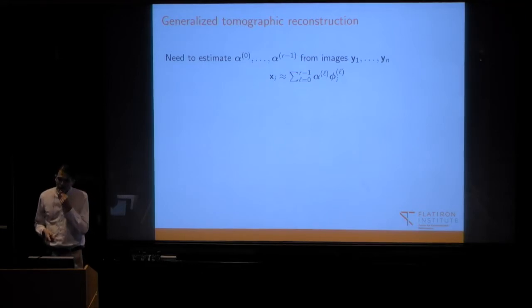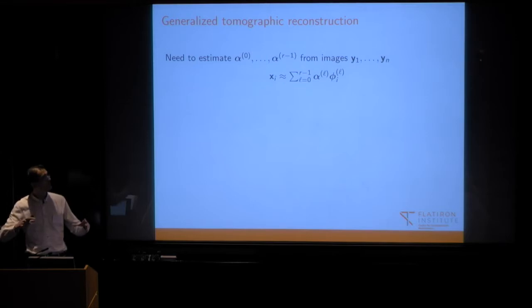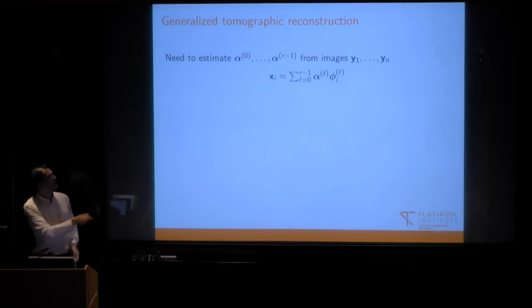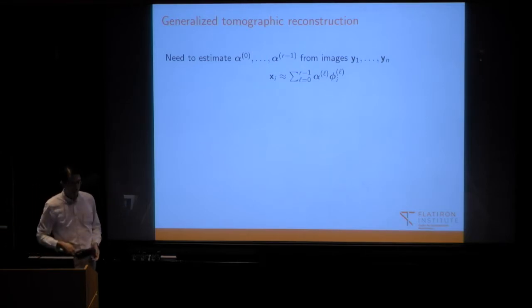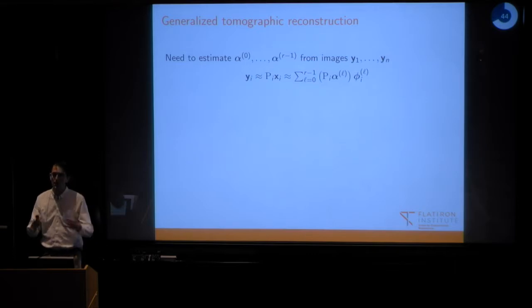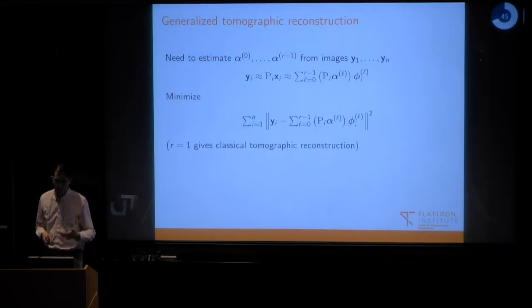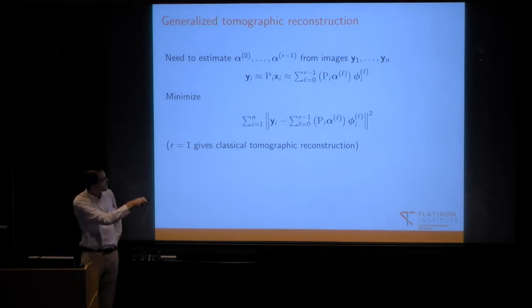So we can go back and do what we were doing before. We can say, well, now we have a model for the full resolution volumes that's parameterized by these eigenfunctions, and we can project them to get a model for the images. And then we want to apply that to all of the images in our data set and try to fit these alphas. This is, again, a linear least squares problem.